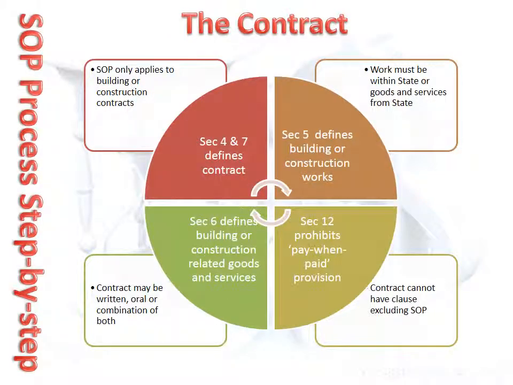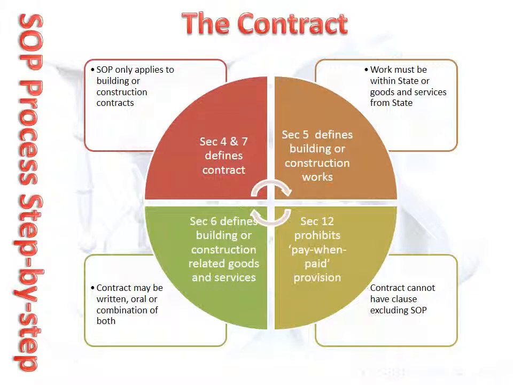The starting point for the security payment process is the existence of a contract for building or construction work, goods or services. The Act defines building and construction works and also building and construction related goods and services. These definitions are extensive and you should read them. A copy of the Act for your state is included in the resources section of the Security of Payment Submission Writer website.